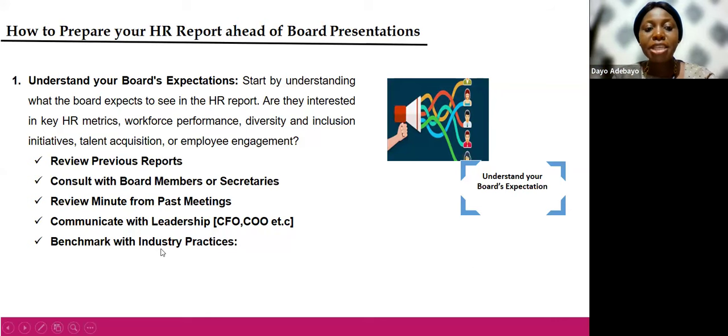Okay, so next is to benchmark with industry practice. You also need to do your own research, do your own work. This is very, very important. You have to do your own assignment to research what is applicable, what is trending now, or what the business needs. This will also help you get insight into the expectations of the board, and it enables you to properly prepare your reports.